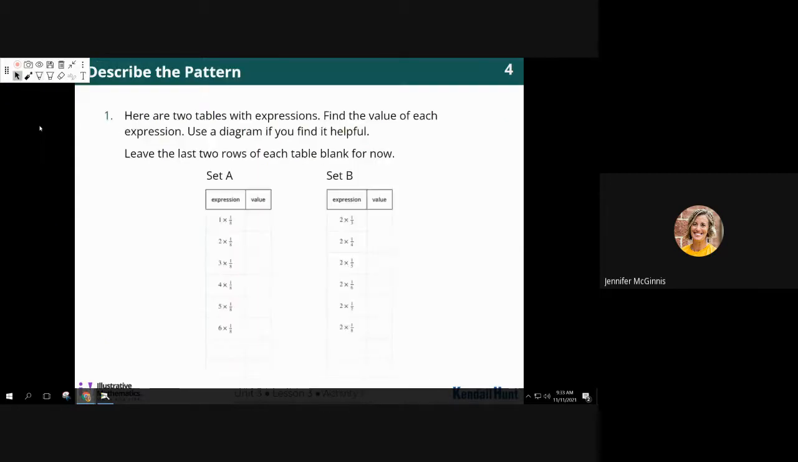Let's move on. Okay. Here are 2 tables with expressions. Use a diagram. Find the value of each expression. Leave the last 2 rows of each table blank for now. Kelsey, I'm going to need you to recreate this table on your Cactus notebook. I'm passing out a paper to everyone else. I'm sorry that I don't have one for you.